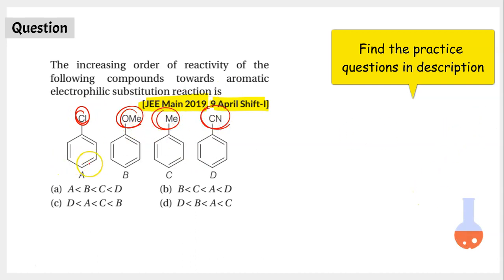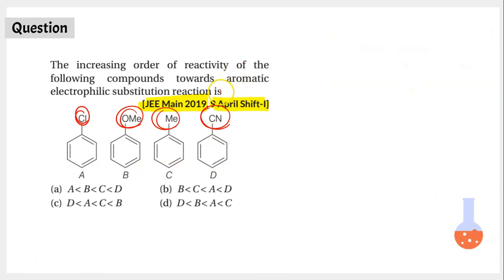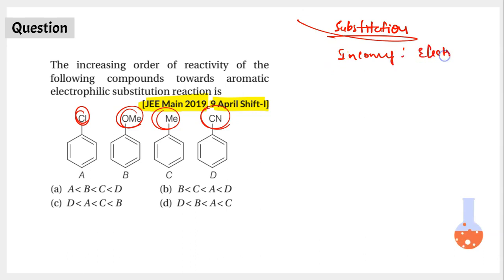And we are talking about the reactivity of these 4 molecules towards electrophilic substitution reactions, or aromatic electrophilic substitution reaction, right? So what is exactly meant by the term electrophilic substitution? It's a type of substitution reaction. And in this substitution reaction, the incoming group is an electrophile. That's why you call it electrophilic substitution reaction.